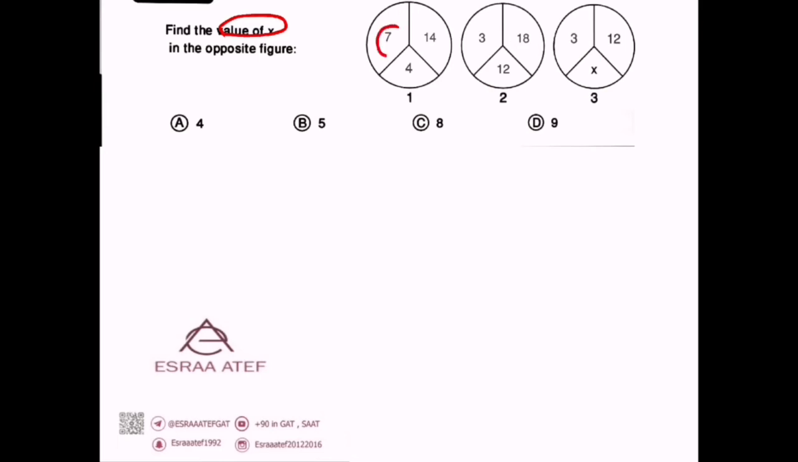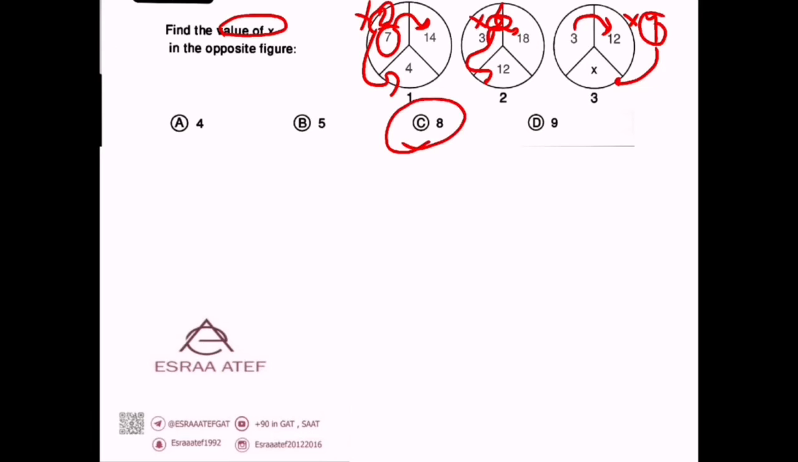We found here that 7 we can convert to 14 by multiplying it by 2. Here, converting from 3 to 18 by multiplying it by 6. Here, converting 3 to 12 by multiplying it by 4. And we found that 2 doubled is 4, 6 doubled is 12. So here 4 doubled will be 8. So the answer will be 8.